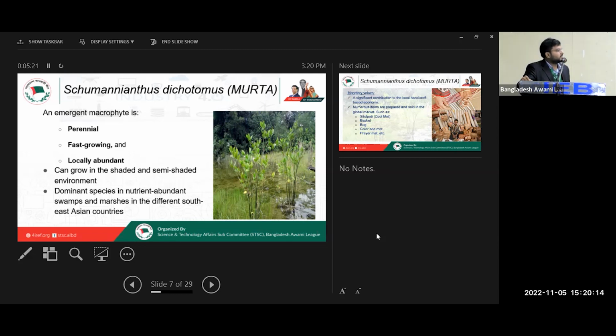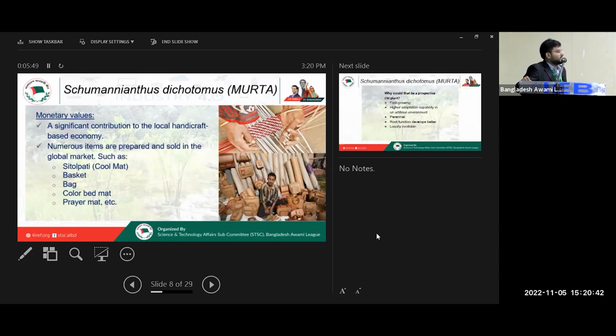And here are details about the emergent macrophyte species, which is perennial, fast growing, and locally abundant. It can grow in shaded and semi-shaded environments. It's a dominant species in nutrient-abundant swamps and marshes in different Southeast Asian countries. And here we address the monetary value of the specific plant, a significant contribution to the local handicraft-based economy in the northeastern part of Bangladesh. Numerous items are prepared and sold in the global market, such as, as I already mentioned, shitolpati mat, basket, bag, colored mat, prayer mat, etc.